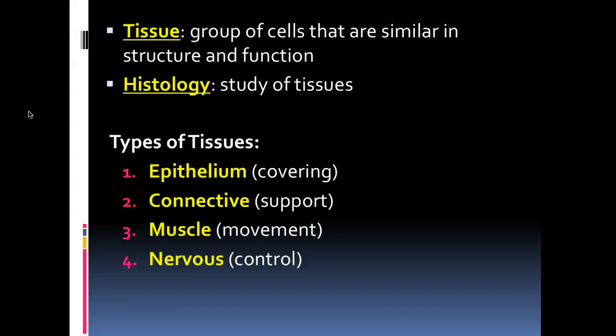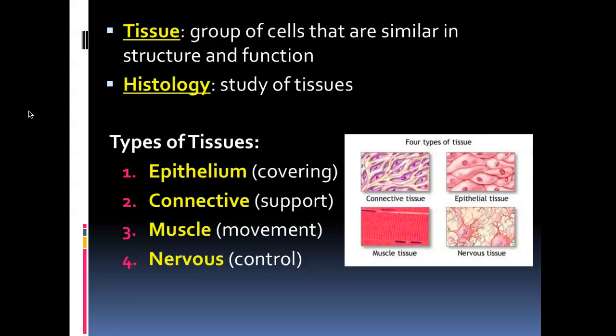So we talked yesterday and the day before about individual cells. So now at this point, when you have a group of cells that are together and that are expressing the same DNA, meaning they then have the same job, so they have similar structure and function, those are called tissues. All right, and our 4 types of tissues are epithelium, connective, muscle, and nervous. And I'm going to go over each one of those today. And then there's your pretty picture right there to represent each one.